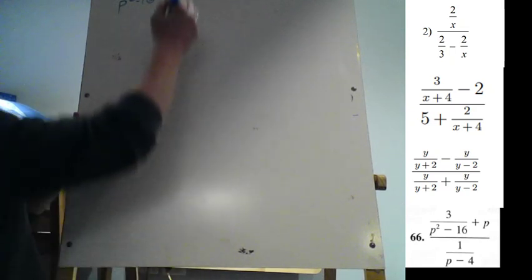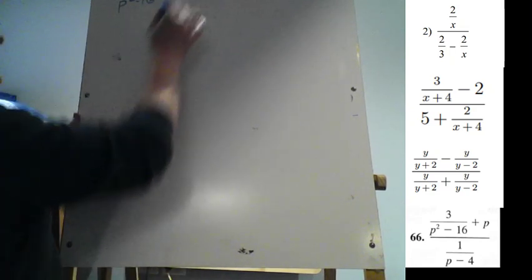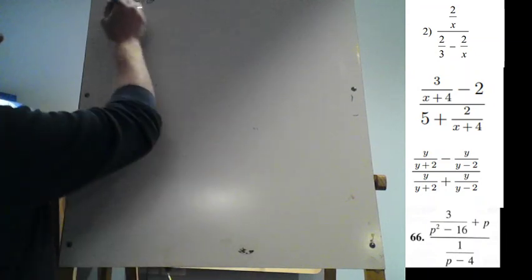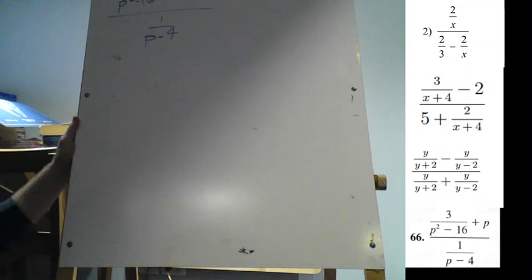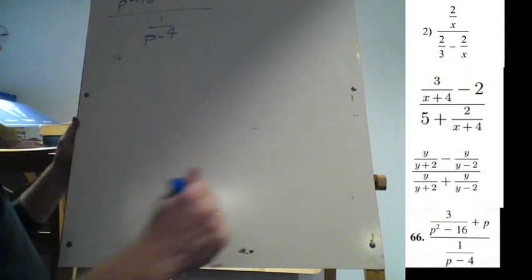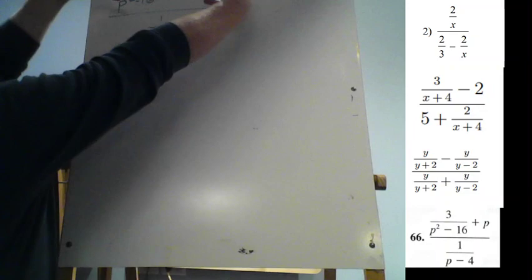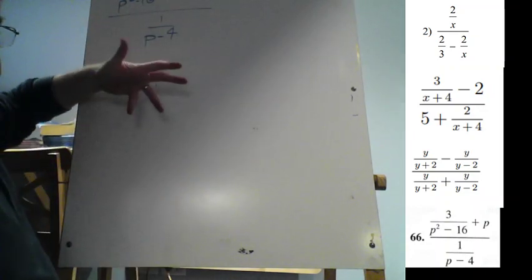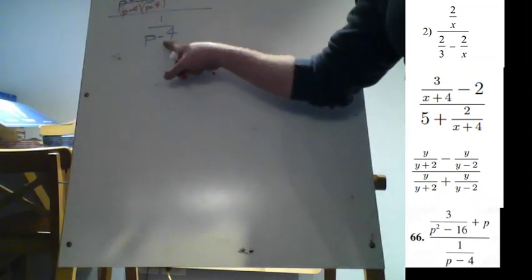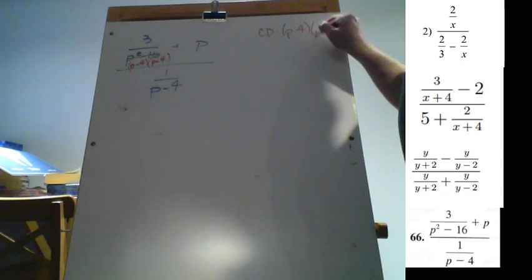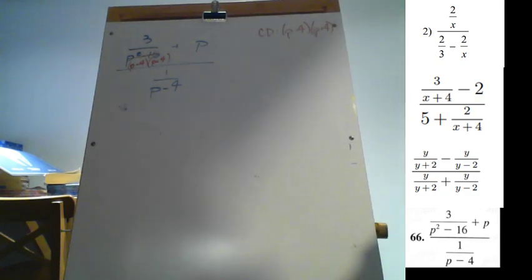Plus p all over 1 over p minus 4. So again, two options. You could common denominator, put those together, and then flip. It's nowhere near as nice. We already have a p minus 4 here. Minus 4, p plus 4.